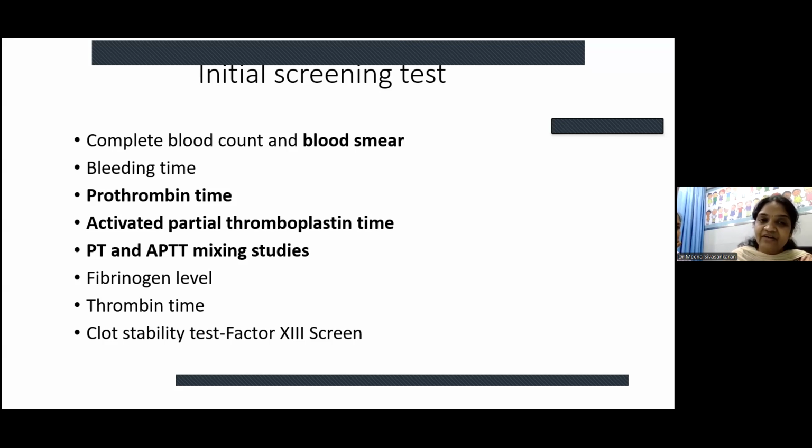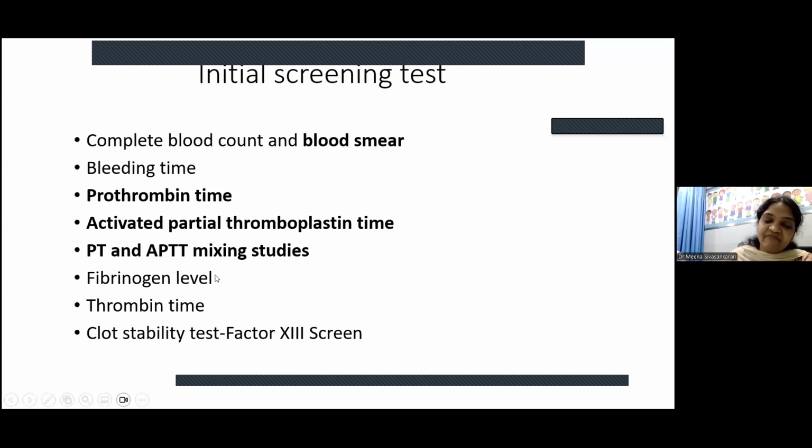Next are the prothrombin time and activated partial thromboplastin time. We have seen that in secondary hemostasis there are 13 types of clotting proteins. These function in the form of the intrinsic pathway and the extrinsic pathway. If there is a defect in these pathways, PT and APTT will be prolonged. Whether there is isolated prolongation of PT, isolated prolongation of APTT, or a combination of both will help in identifying the underlying bleeding disorder.